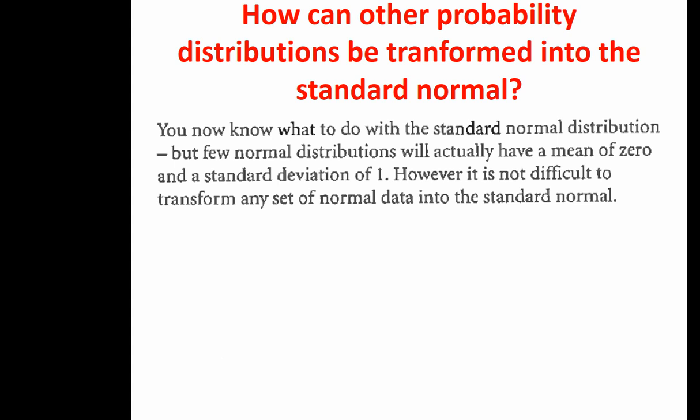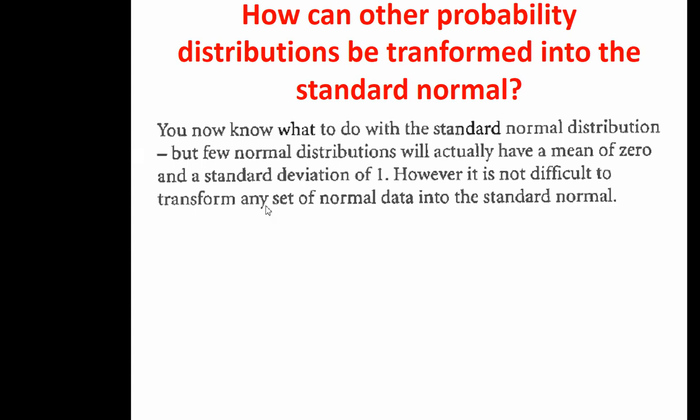And continuing on. How can other probability distributions be transformed into the standard normal? You can transform other probability distributions into the standard normal curve. You now know what to do with the standard normal distribution, but very few normal distributions in the real world will actually have a mean of 0. Like if you're talking about heights of trees or lengths of dogs, then chances are the mean is not really 0. But you can take their distributions and transform them into the normal curve.